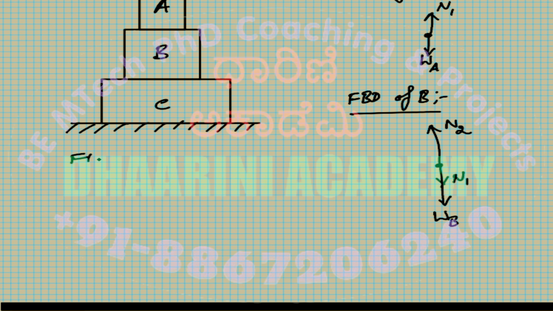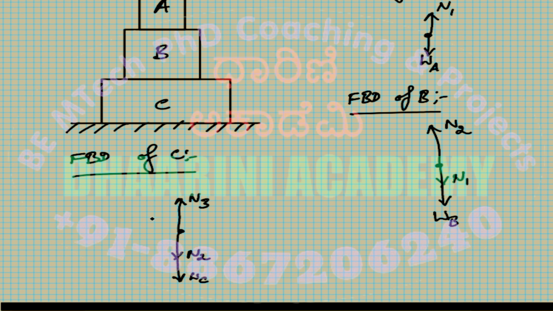Then we'll write the free body diagram of C, with very similar logic. This is the center of mass for C. The weight of C will act downwards, so this is WC. Now, from the top, B is going to push C downwards, so there will be a force N2 acting on this. And since the surface is frictionless, there is no friction. But definitely because of the contact, you have a normal force coming into the picture, that is N3. So you see, like this, we can write the free body diagram.